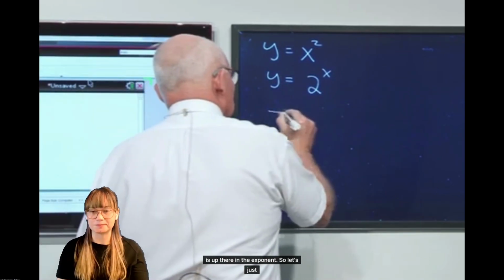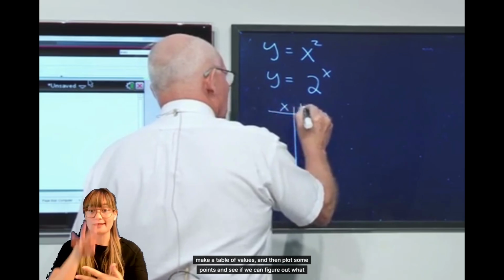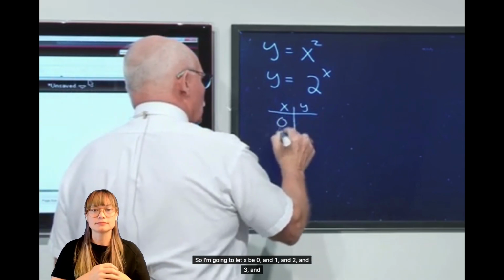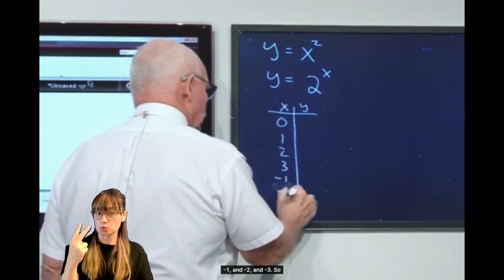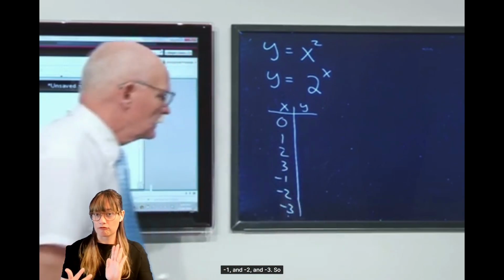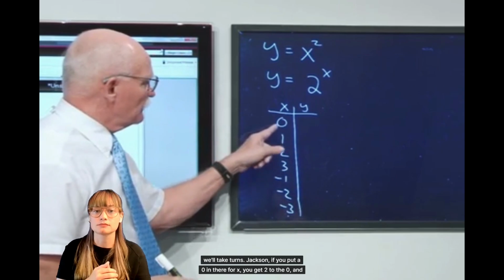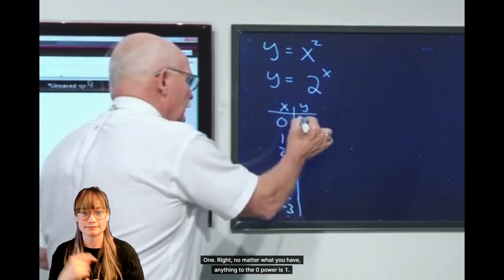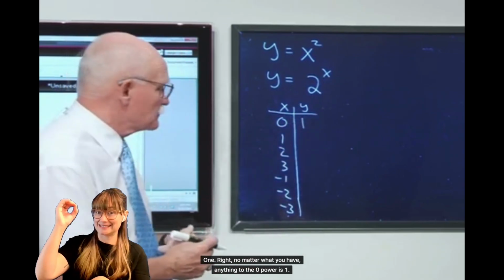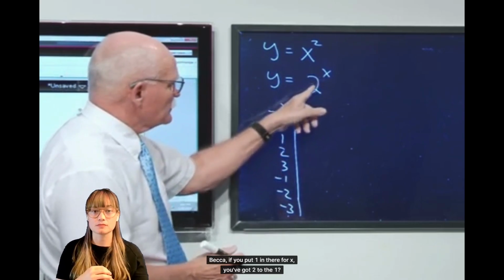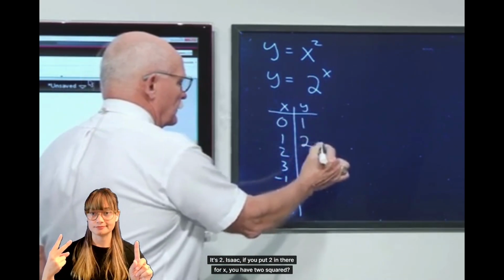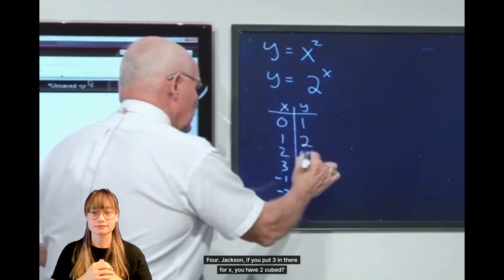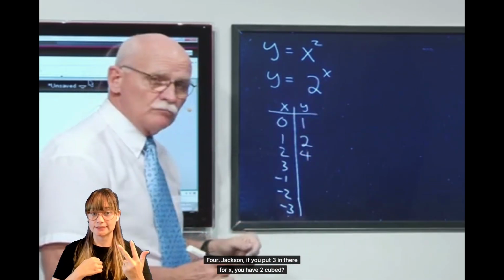So let's just make a table of values and then plot some points and see if we can figure out what this looks like. I'm going to let x be 0 and 1 and 2 and 3 and -1 and -2 and -3. So we'll take turns. Jackson, if you put a 0 in there for x, you get 2 to the 0, and that's what? 1. All right. Anything to the 0 power is 1. Becca, if you put 1 in there for x, you got 2 to the 1. That's 2. Isaac, if you put 2 in there for x, you have 2 squared. It's 4. Jackson, if you put 3 in there for x, you have 2 cubed. 8.